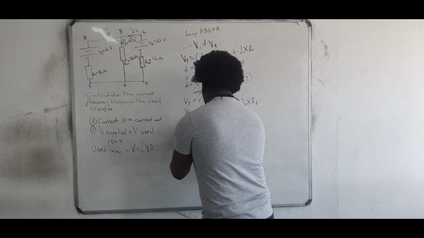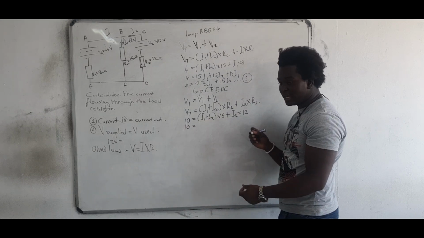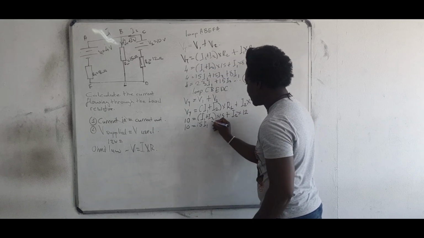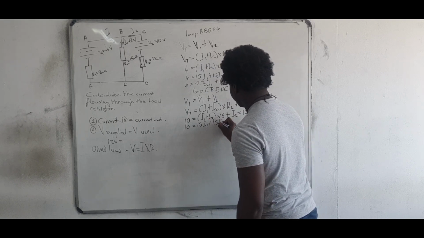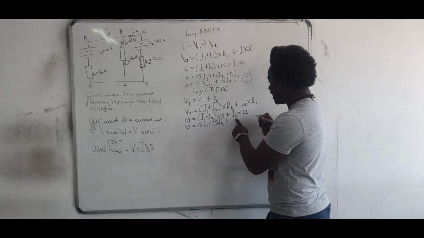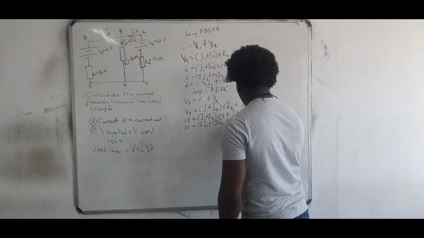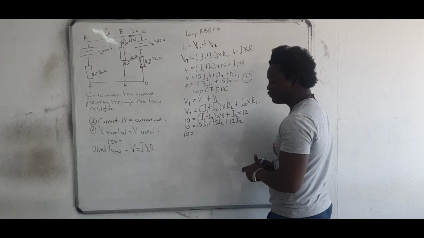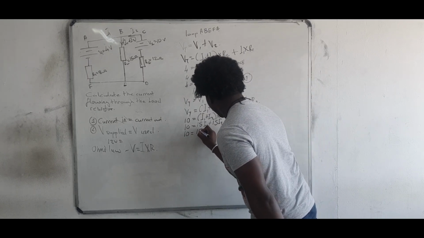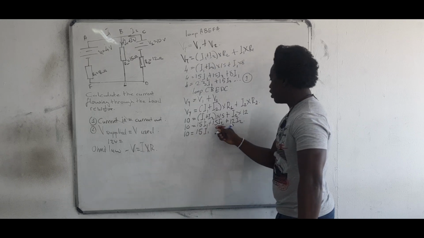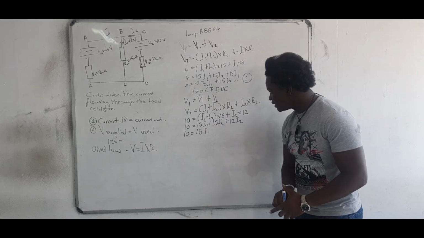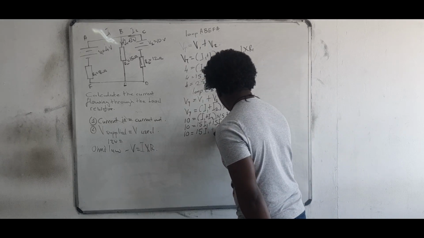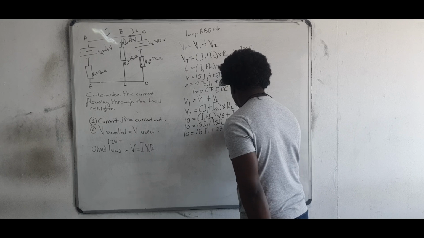So 10 is now equal to 15 times I1, you get 15 I1. And 15 times I2, you get 15 I2. And then plus 12 times I2, you get 12 I2. Now let's do the mathematics. Apples to apples, oranges to oranges. We only have one I1, so that is 15 I1. Now we've got 2 I2, so it's going to be 15 plus 12. 15 I2 plus 12 I2, you get 27 I2.